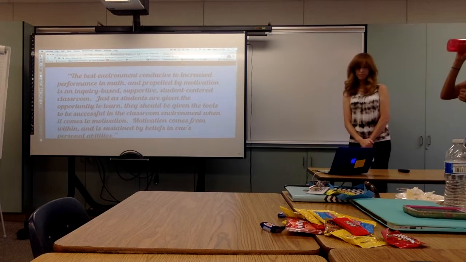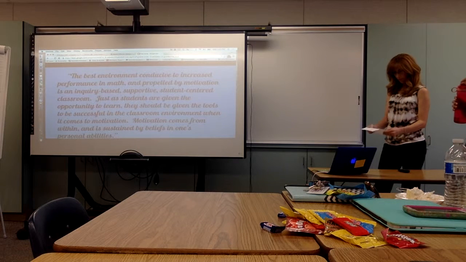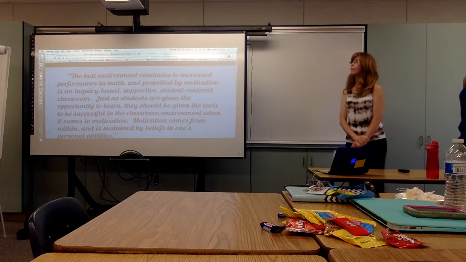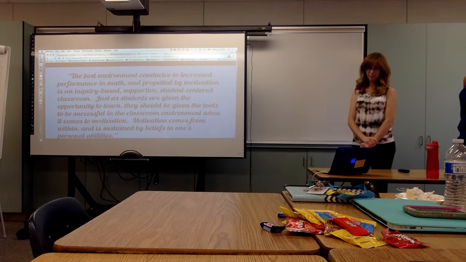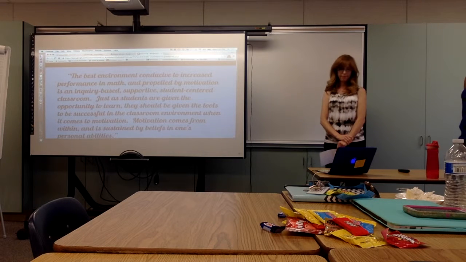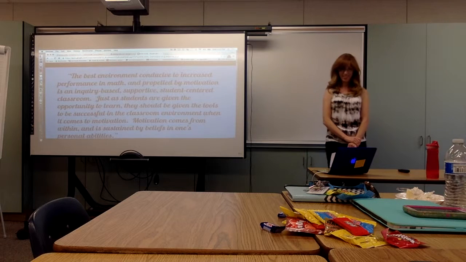Also, the best environment conducive to increased performance in math and propelled by motivation is an inquiry-based, supportive, student-centered classroom. Just as students are given the opportunity to learn, they should be given the tools to be successful in the classroom environment when it comes to motivation. Motivation comes from within, and it is sustained by beliefs in one's personal abilities.